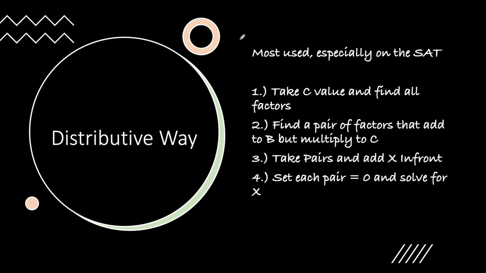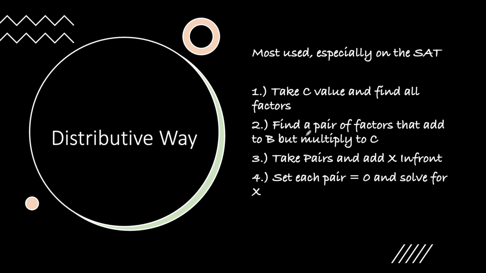Okay, let's look at the distributive way to factor. This factoring method is most used, especially on the SAT. The first step is to take our C value and find all the factors of C. When we use the distributive way, just know that we have to be in standard form. Our second step is to find a pair of factors that add up to our B value but multiply to C. This may seem complicated, but it gets very easy very quickly, and you'll see how easy it is when we do our practice problems.